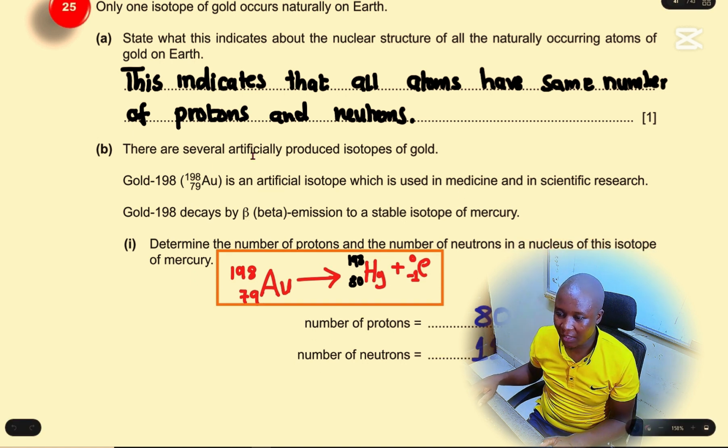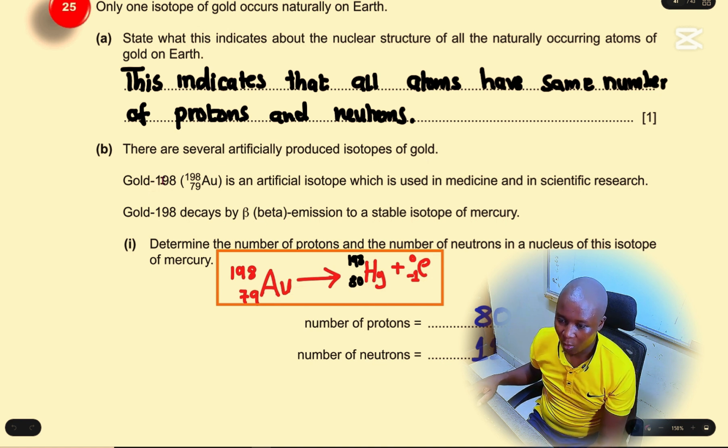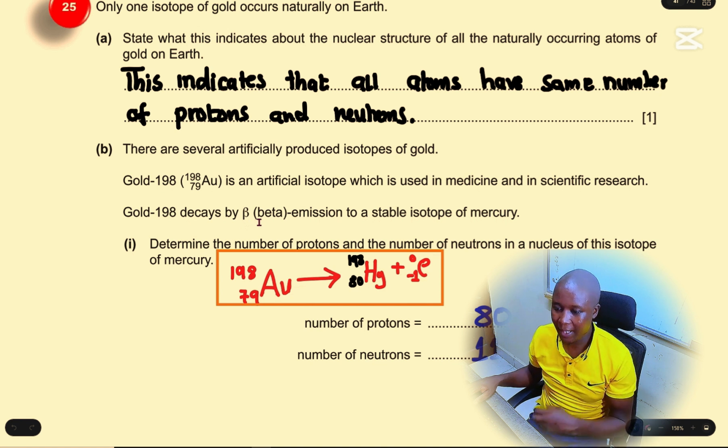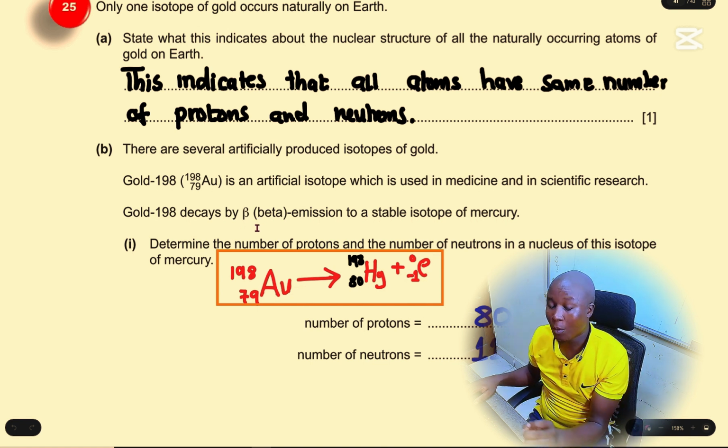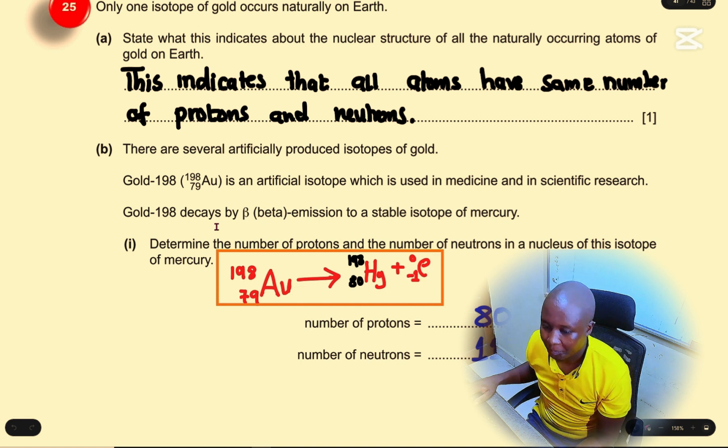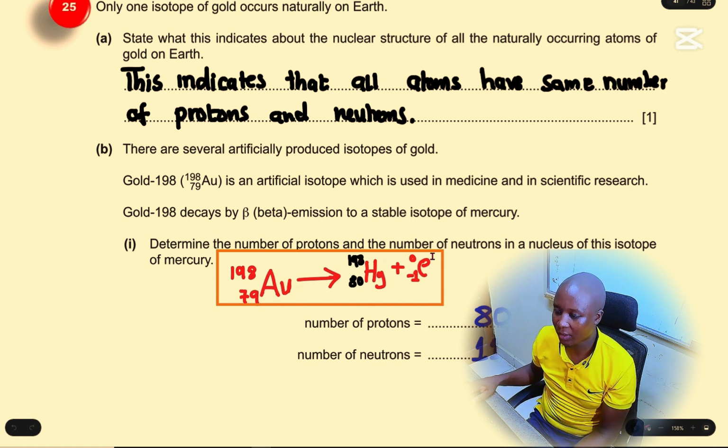We are told there are several artificially produced isotopes of gold. Gold-198 is an artificial isotope. It's used in medicine and in scientific research. Gold-198 decays by beta emission to a stable isotope of mercury. Determine the number of protons and number of neutrons in the nucleus of the isotope of mercury.